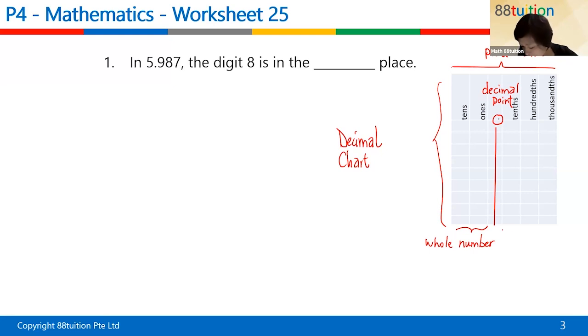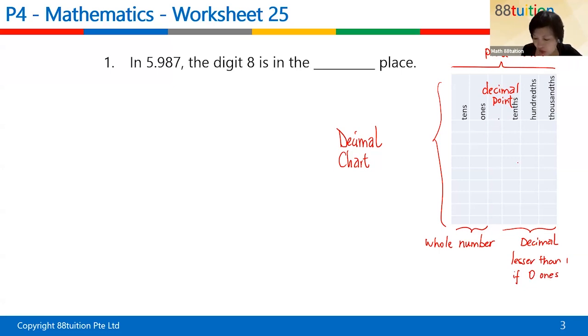Anything that is here, we call them decimal places. Anything that is lesser than 1. If this is 0, if 0 ones. So this is all about the feature of this.